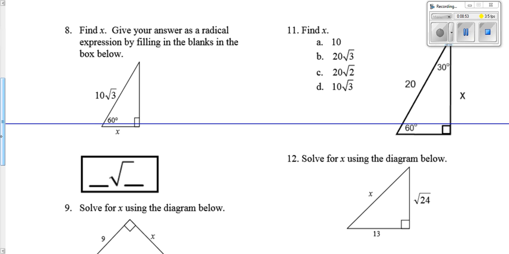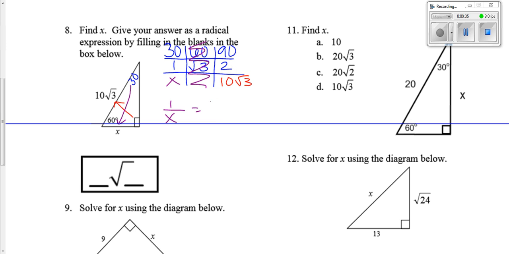Number 8, find x. Give your answer as a radical expression by filling in the box below. Now, this one is going to be a 30, 60, 90. Since we need it with the radical, we're going to need to use 30, 60, 90. So x is across from the 30. So I set up my 30, 60, 90: 1, square root 3, 2. The side across from the 90 is the 10 radical 3. Across from the 30 is my x. I don't care about my 60-degree column.